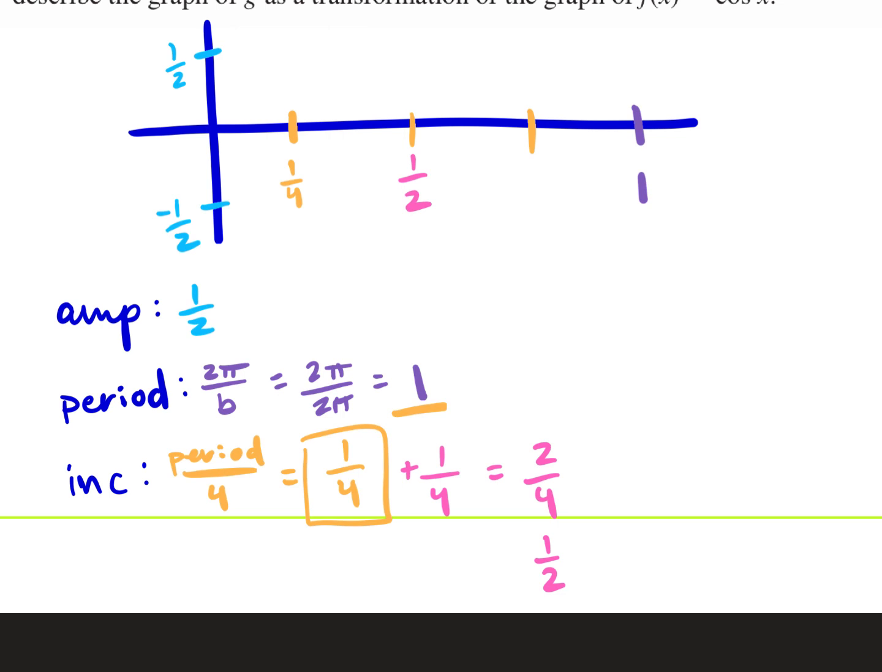How would I find the next increment? Add another 1/4. So I'm going to add the 1/4 to the 2/4 just because my denominator is already the same. Just to make it a little bit easier for me. So we add the numerators together, we get 3/4.